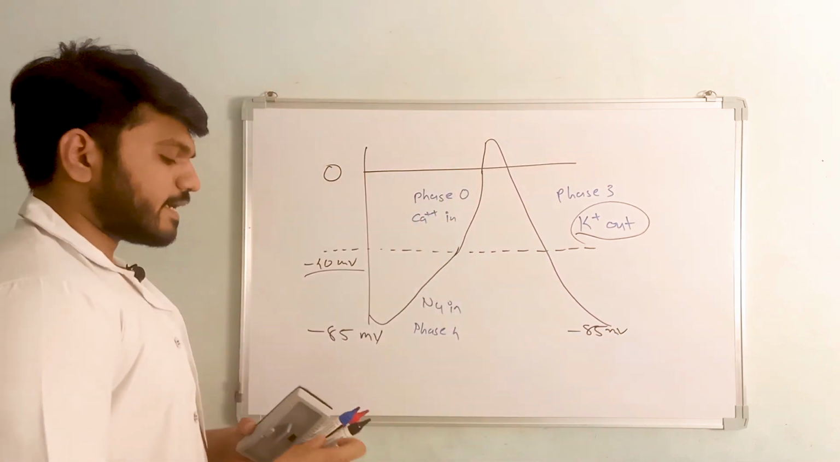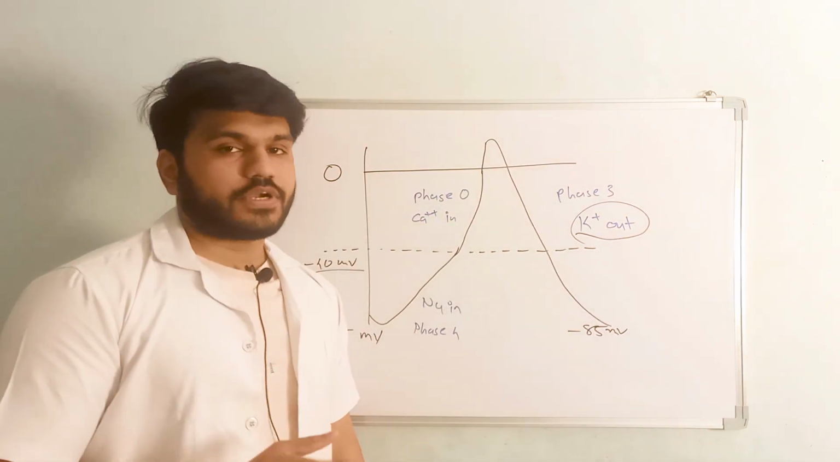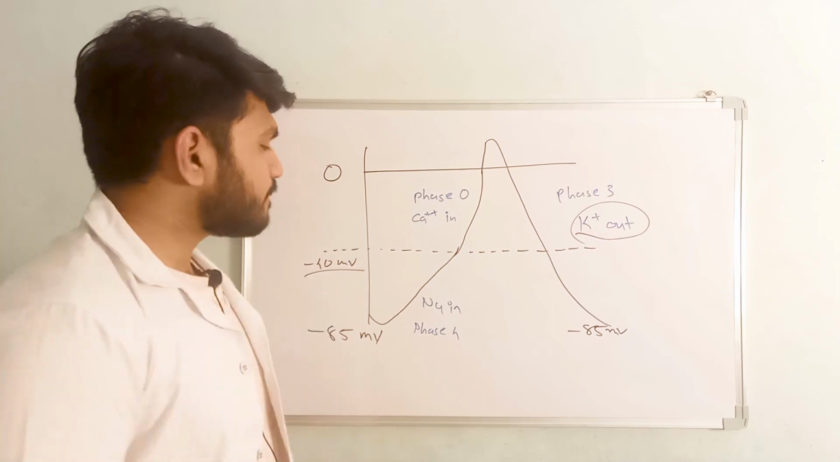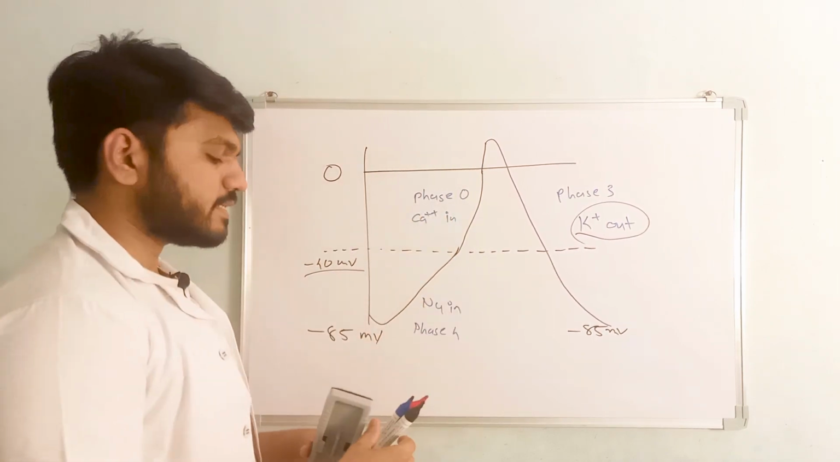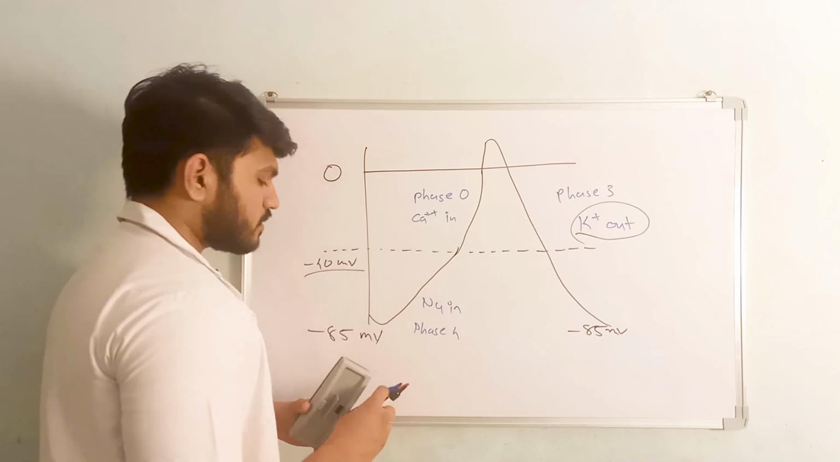So you have to understand these two graphs before you understand antiarrhythmic drugs. So why is this rapid influx of the calcium happening? Because this is our threshold.